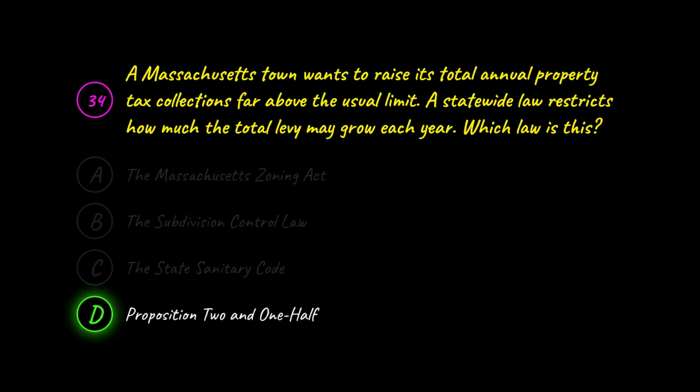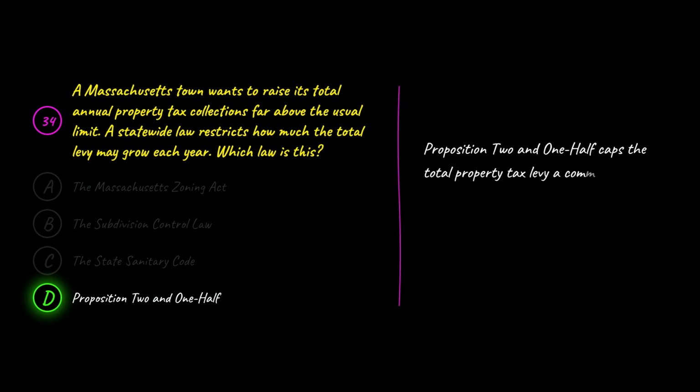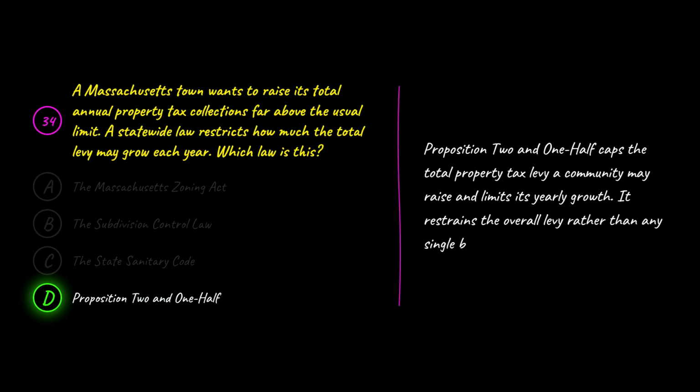The correct answer is D, Proposition 2 1/2. D is correct because Proposition 2 1/2 caps the total property tax levy a community may raise and limits its yearly growth. It restrains the overall levy rather than any single bill, and voters must approve an override to exceed the limit.